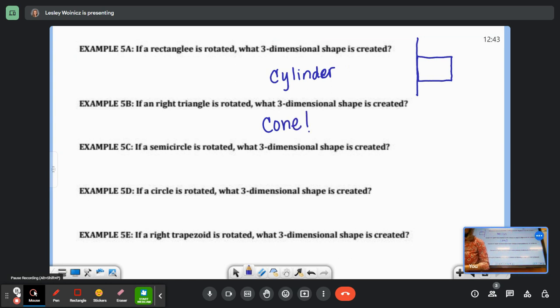Okay, semicircle. God help us. Okay, we can do it. We're going to run out of post-its, guys. What do you think? Yeah, so if I take this semicircle and I rotate it, it's going to make a sphere. It's kind of a lumpy sphere, but you get the idea, right?